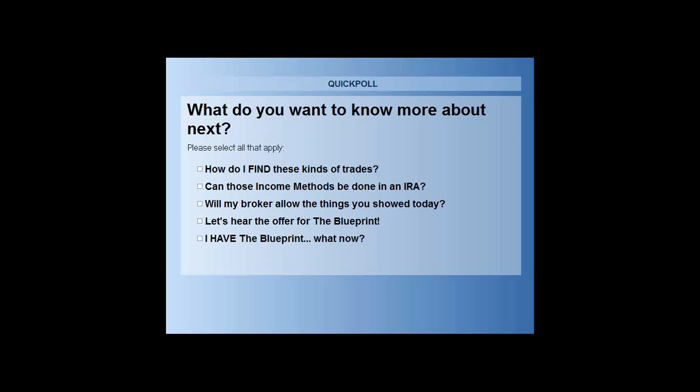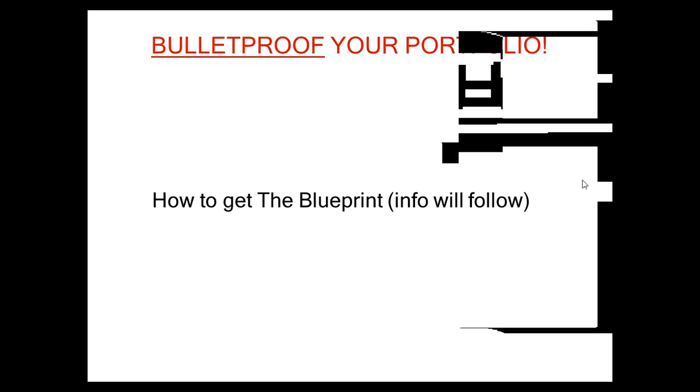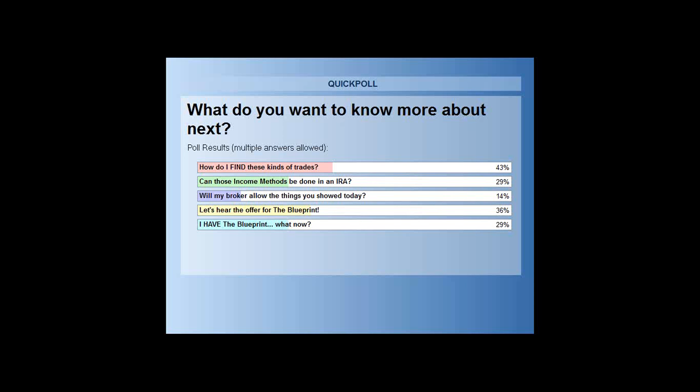We'll give it another 5 seconds. 4, 3, 2, and 1, and presto changeo. 43% want to know how to find these kinds of trades. I actually showed it at the very beginning, Mike, didn't I? That's right. We used the Power Options search tool there to show that.